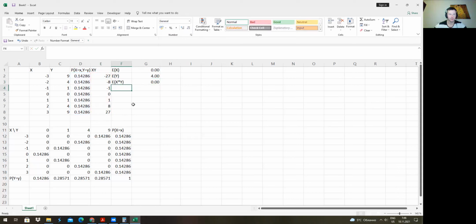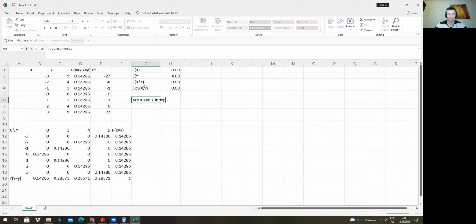And now the covariance between x and y is what? It's the expectation of xy minus the expectation of x multiplied by the expectation of y. So the covariance is also 0, definitely. That's what I wanted to show you. But are these variables independent? So the question is, are x and y independent?